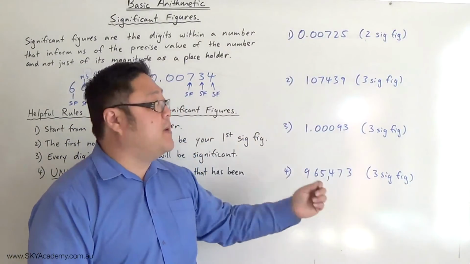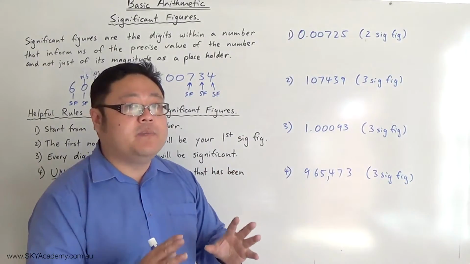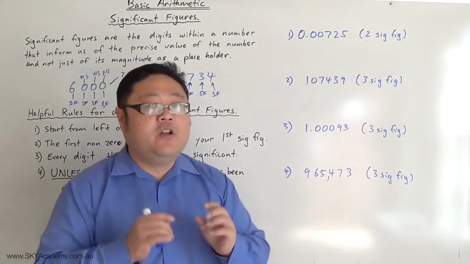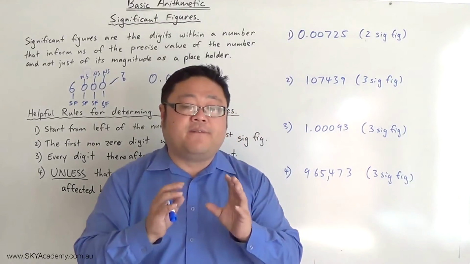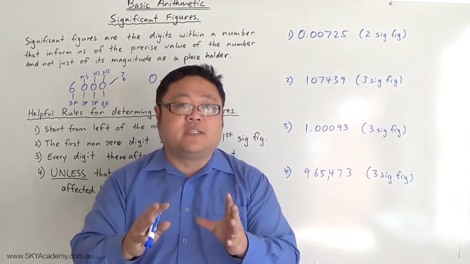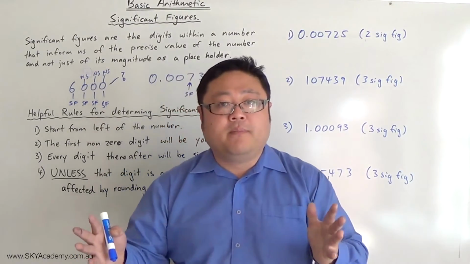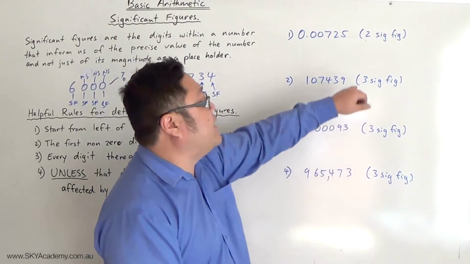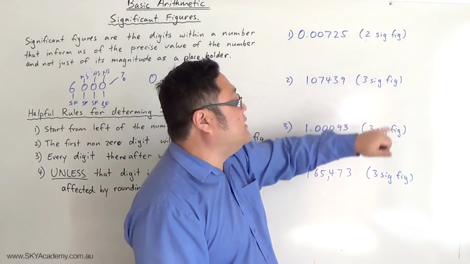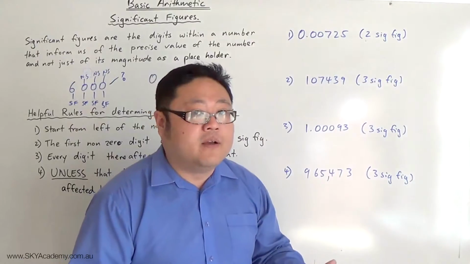These are likely to be the sort of questions that you're going to be asked on significant figures. Not that significant figures will be a question in and of itself, but within a problem, it might ask you to round your answer to 2 significant figures, 3 significant figures, or whatever, okay?